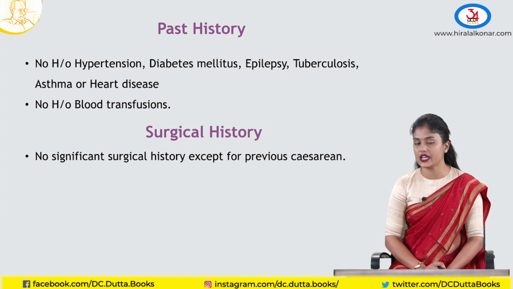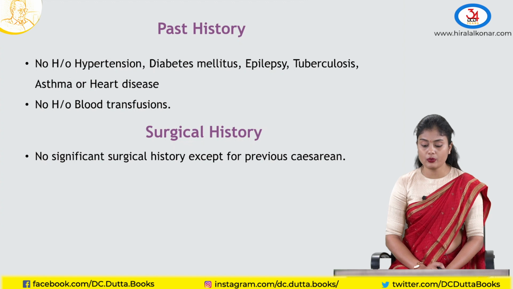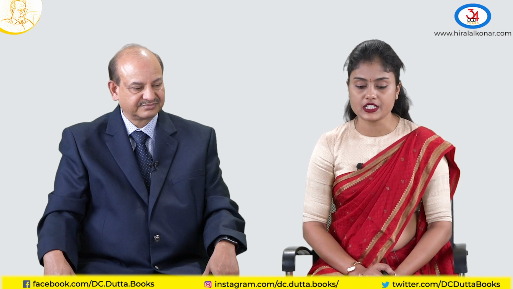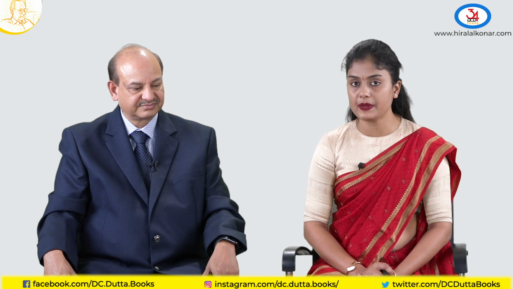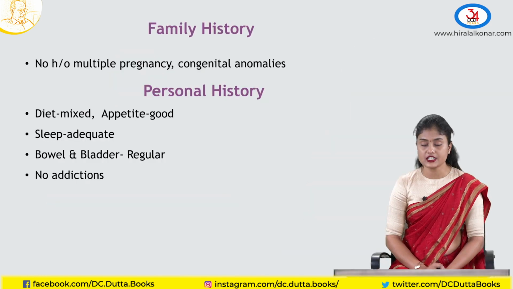Past history: she was not a known case of hypertension, diabetes, epilepsy, tuberculosis, asthma, heart disease or thyroid abnormalities. No history of blood transfusion in the past. Surgical history: she had no major or minor surgeries except for a previous Caesarean section. In her family history, there was no history of multiple pregnancy or congenital anomalies. Personal history: diet was mixed, appetite was good, adequate sleep, bowel and bladder were regular and she had no habits.